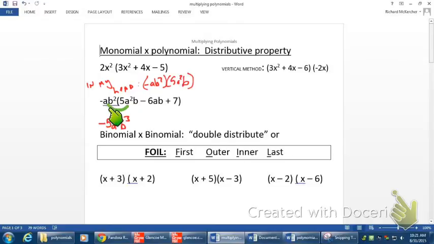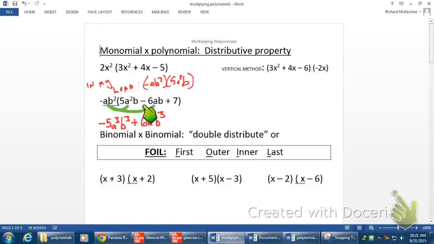Alright, so once again, we're looking right here. That's the work that's going on in your head. This is the work that's going on in your head: negative ab squared times 5a squared b. And we do our laws of exponents. I'm not going to write down the rest of it. We're just going to actually do it in our head.